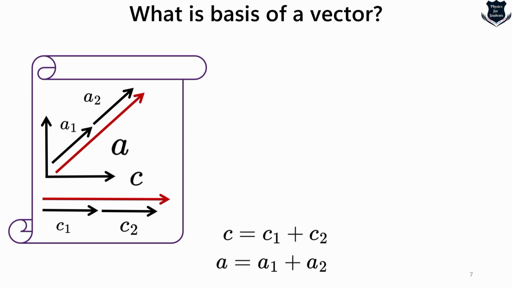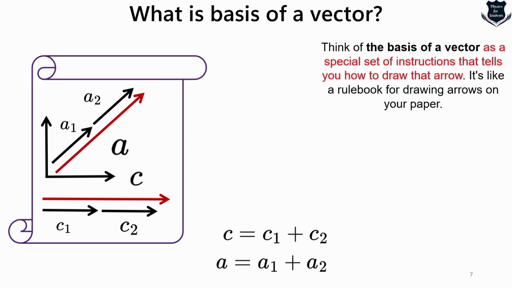So in plain easy language, let us think of the basis vector as a special set of instructions that tells you where you will go. Where will the arrow go? In this direction, up, left, right, etc. So you can say it is a rule book. It is a set of rules for drawing arrows on your paper. So the basis of a vector, as I told you, is a special set of instructions that tells us how to draw that arrow.